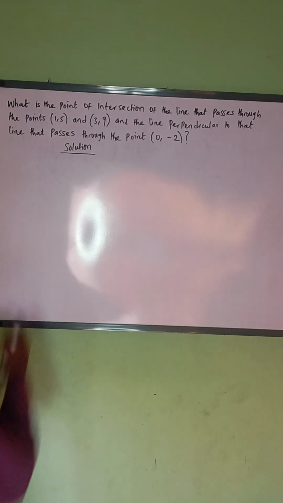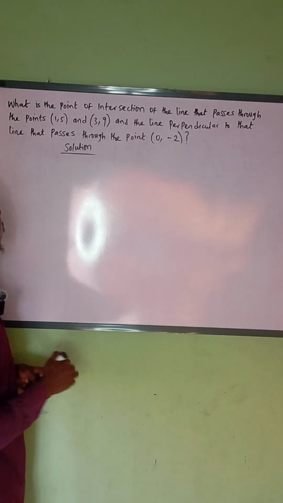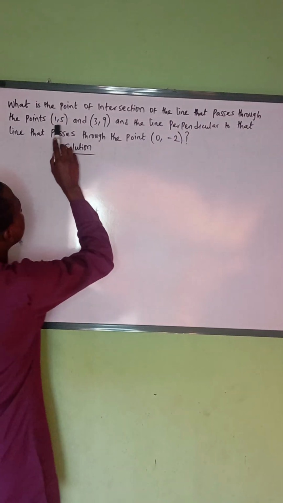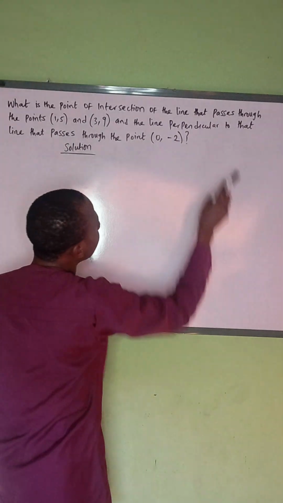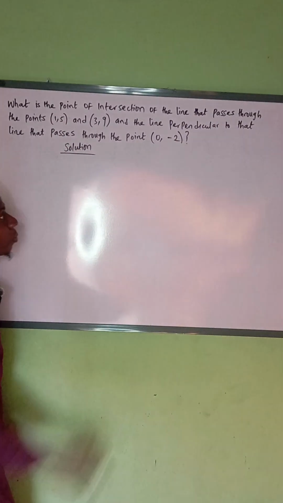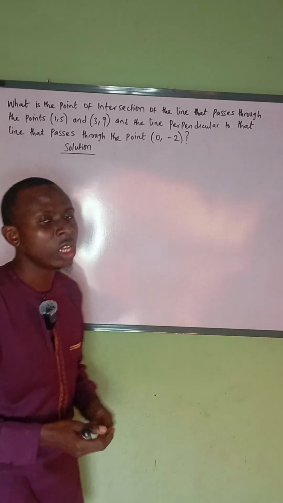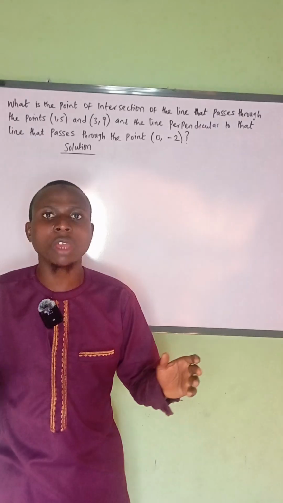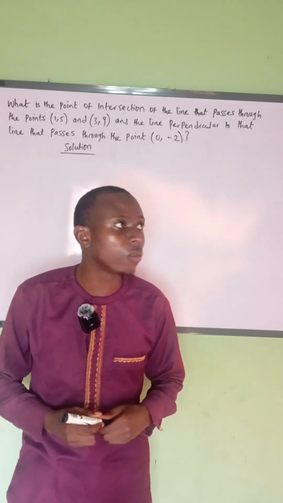Without wasting our time, let's quickly look at this mathematics question. What is the point of intersection of the line that passes through these 2 points and the line perpendicular to that line that passes through the point (0, -2)? Now we want to know the point of intersection of the lines, which means the point where x and y meet. Now how can we solve this?